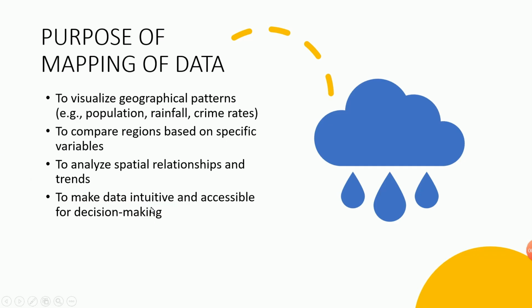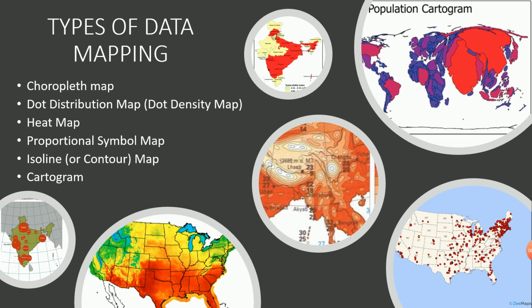Last is to make data intuitive and accessible for decision making. So when I am mapping the data, it is more like I am testing my hypothesis, either it is being accepted or rejected. So after mapping the data, we come to identify a particular relationship between two or more different variables with one another. So this is the purpose of mapping data.